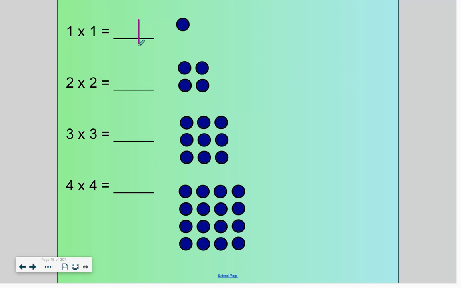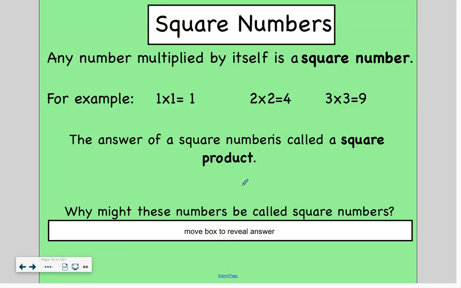So if you have 1 times 1, that makes a square array. 2 times 2 makes a square array. 3 times 3 makes a square array. 4 times 4 makes a square array. The numbers 1, 4, 9, 16 are all a special kind of number because they make a square array. These numbers are called square numbers. Any number multiplied by itself is a square number. For example, 1 times 1 is 1, 2 times 2 is 4, 3 times 3 is 9. The answer of a square number is called a square product.